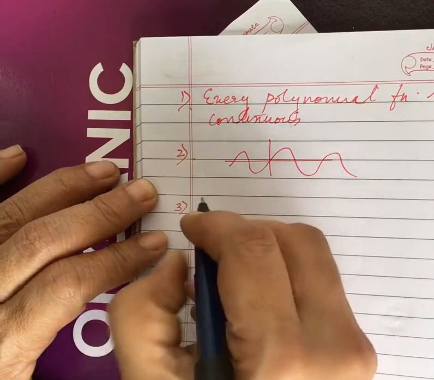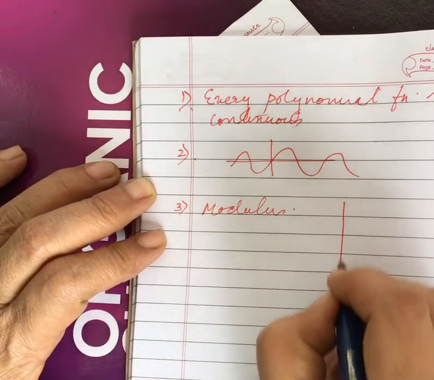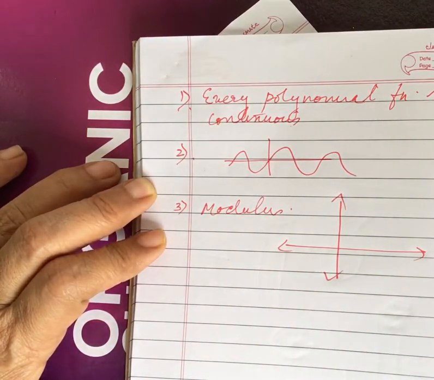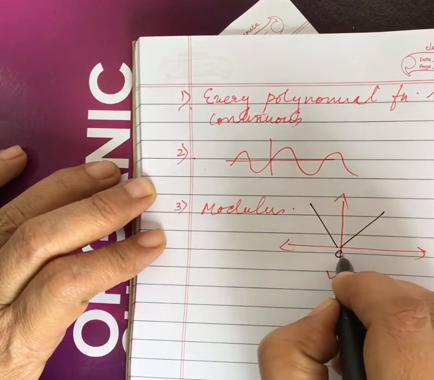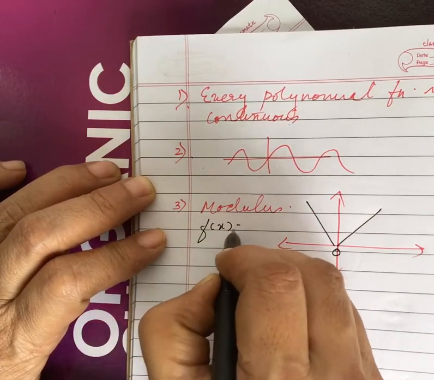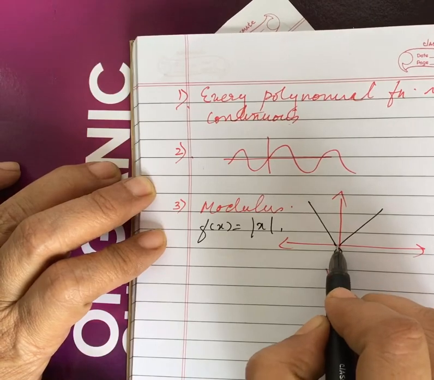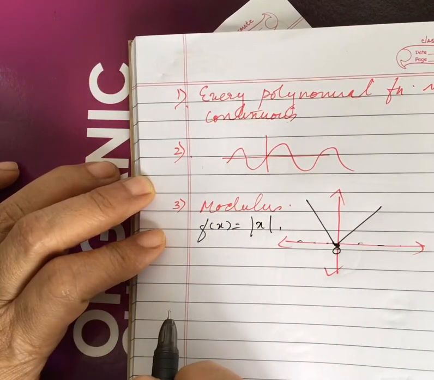Then the third important function is the modulus function. You know it is V shape. This modulus function is continuous, especially at the point 0. It is very important. You write this function like this, f of x equal to modulus x, and this function is also continuous at 0 and also at every point of its domain.